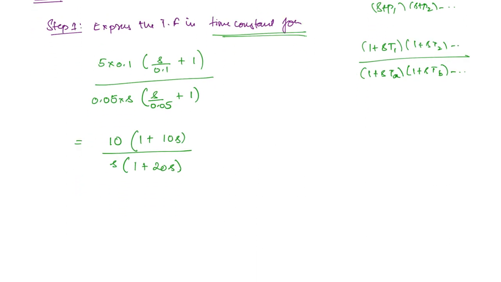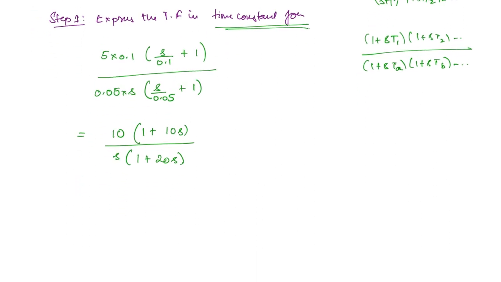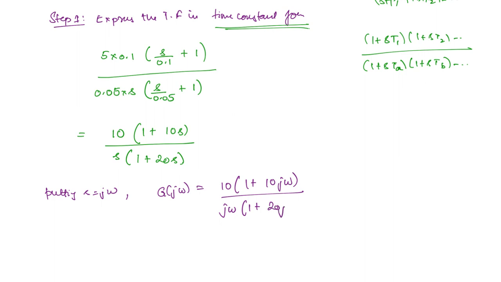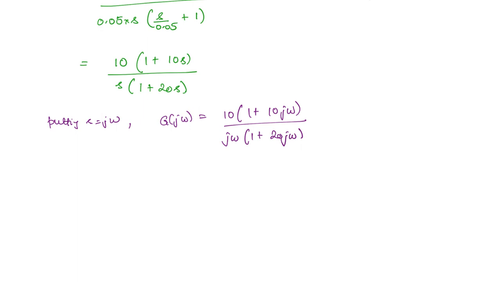In the same step only you can write in terms of the frequency as well, right? Putting s is equal to j omega, the transfer function you're going to get as g of j omega is equal to 10 into 1 plus 10 j omega divided by j omega into 1 plus 20 j omega. Okay. Now what will be the second step? You have to identify the corner frequencies.